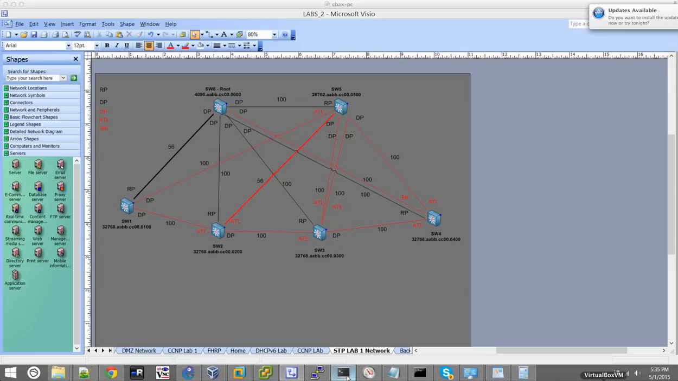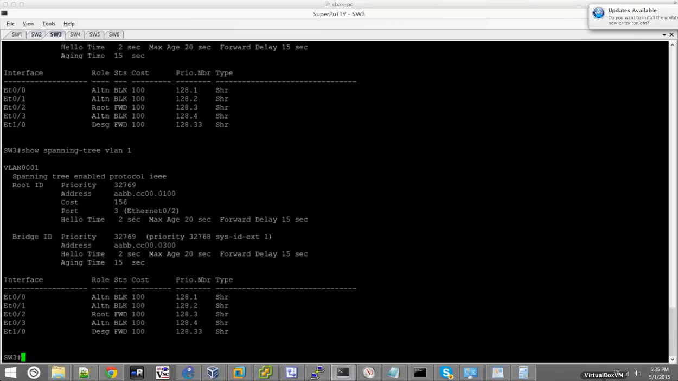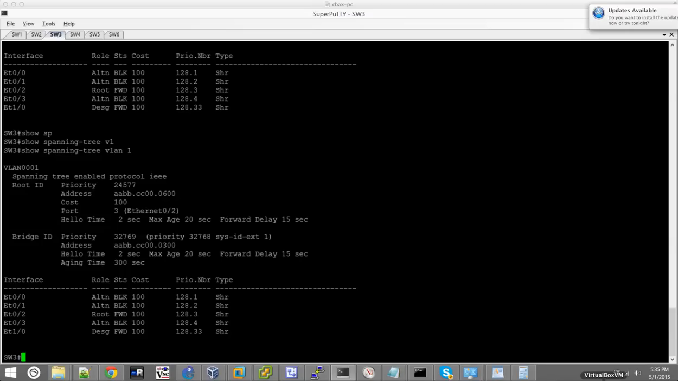Now this guy, switch 3, should have three blocking ports with 240. So, show spanning-tree vlan 1. And as we see, three blocking ports with 240.